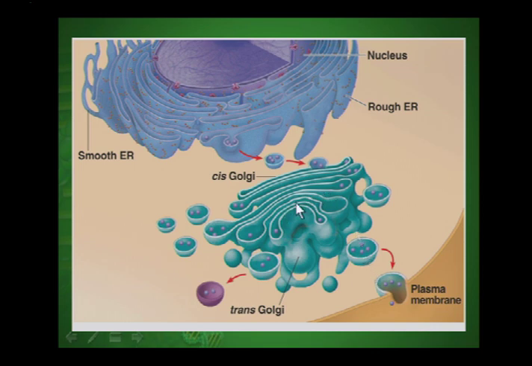So cells that produce a lot of secretory products like hormones and so on will have lots of Golgi apparatus, and they will move that material out of the cell.